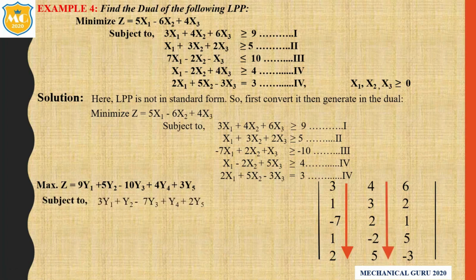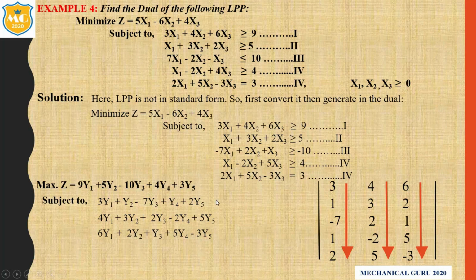Similarly second and last. Clear? Here all the signs are greater than or equal to except the last sign. So here we have to write down all the signs as less than or equal to.